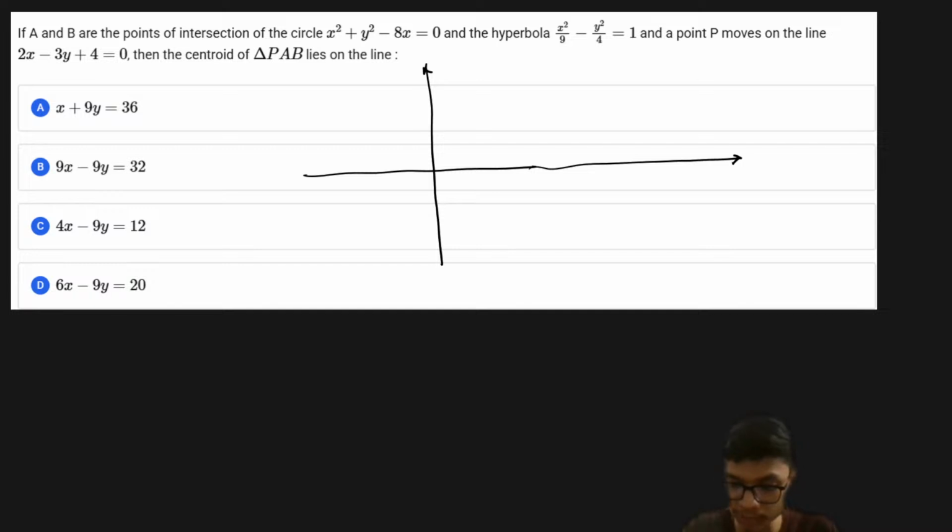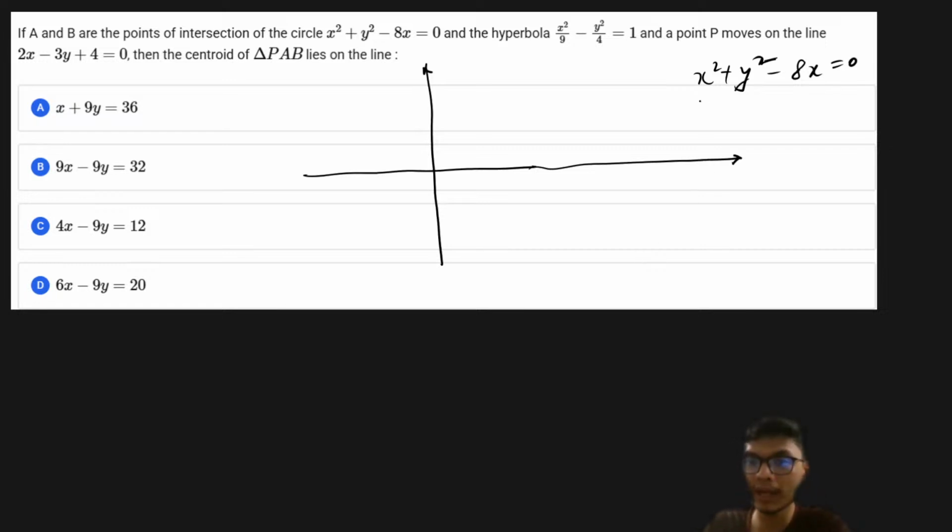So if you try to draw the diagram for this particular problem, it is said that I have a circle x square. I hope you have already covered circle. Because it is a revision session, I am basically doing it fast.